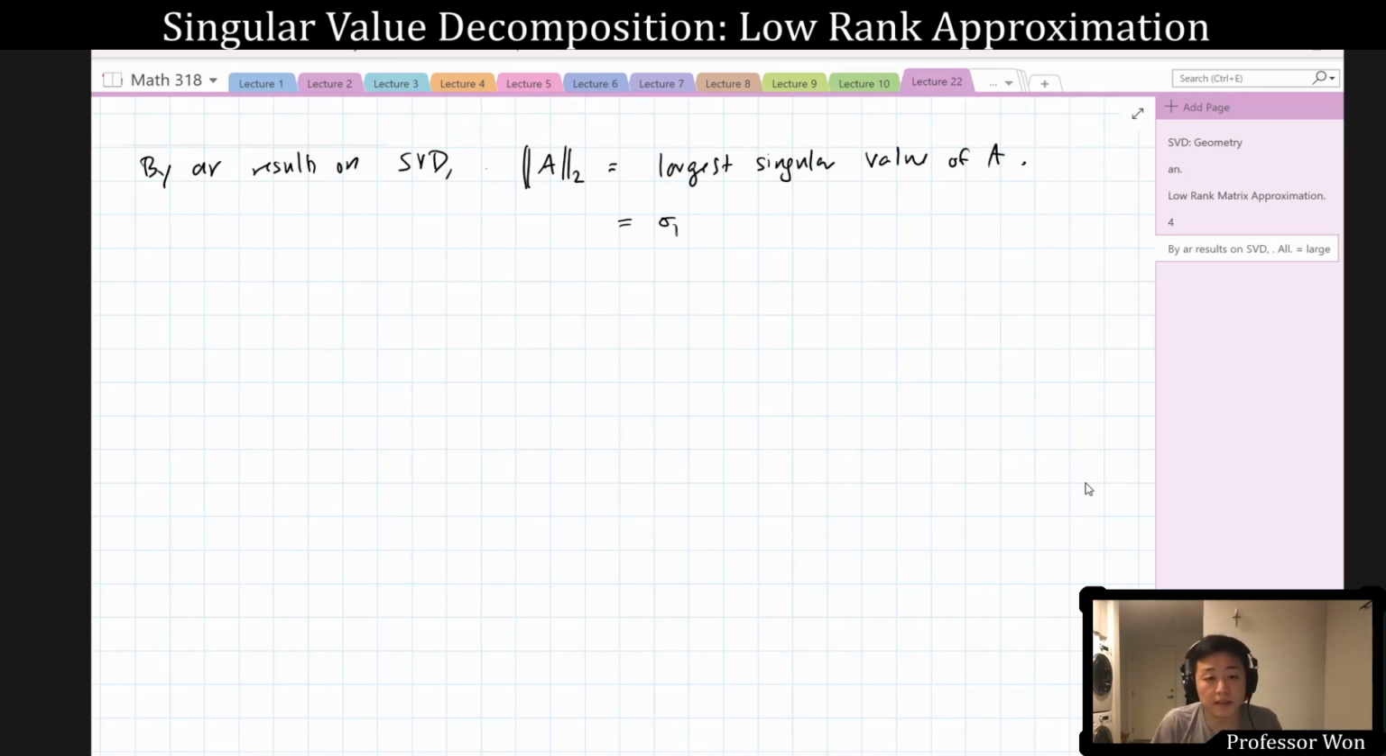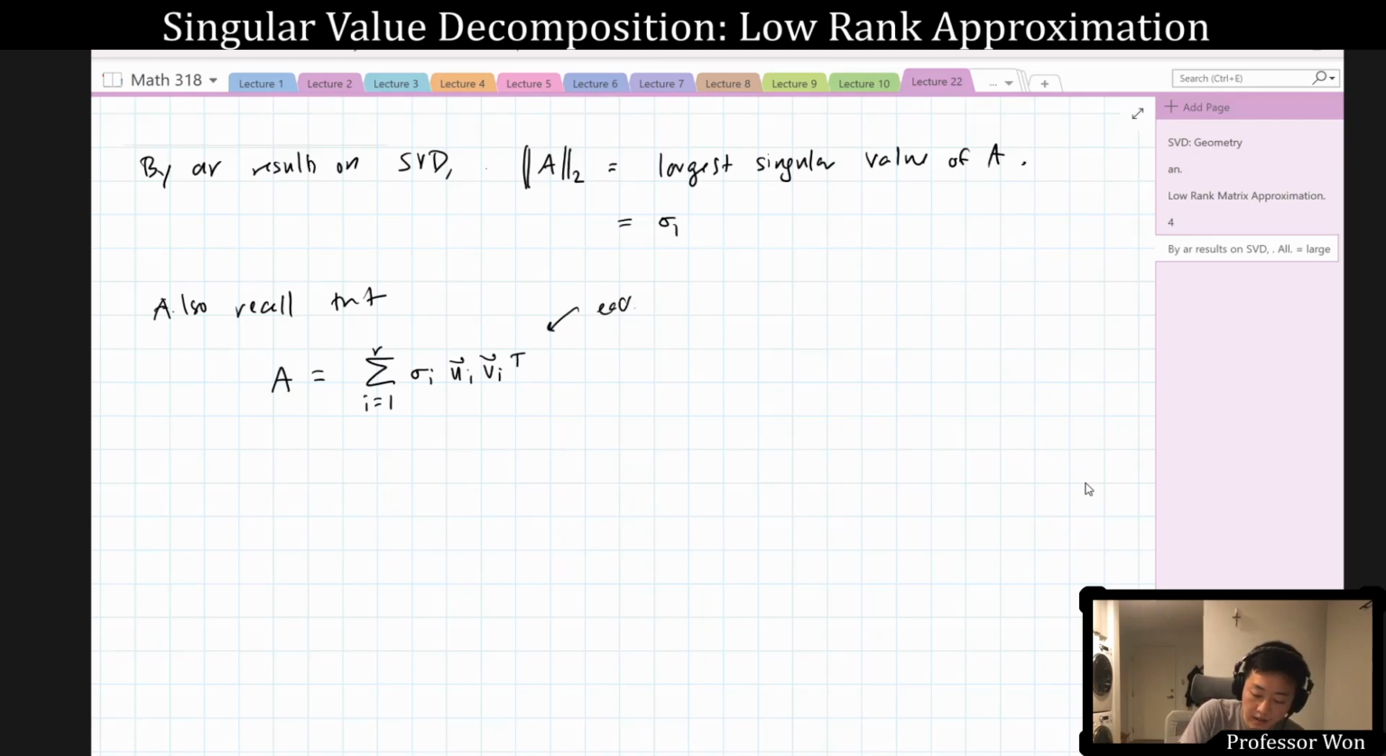Okay, recall also that the singular value decomposition gave us a way to write any matrix as a sum of rank 1 matrices. Recall that A is equal to the sum from i equals 1 to r of sigma i u i v i transpose. Right, and each of these was rank 1. Because at the last step, you're multiplying by a column vector, which means that the range was at most one-dimensional, and it was a non-zero column vector, so it was actually one-dimensional.